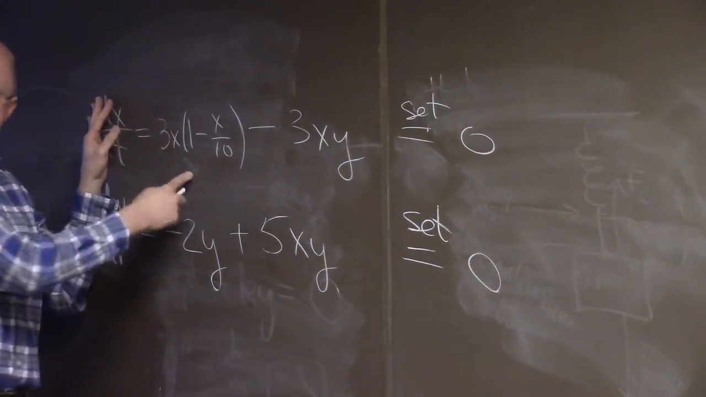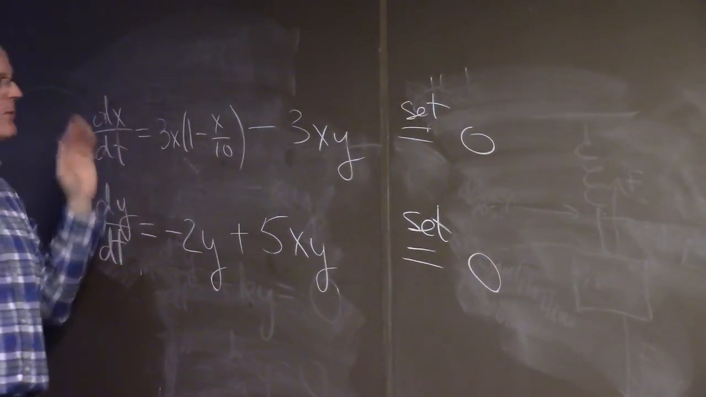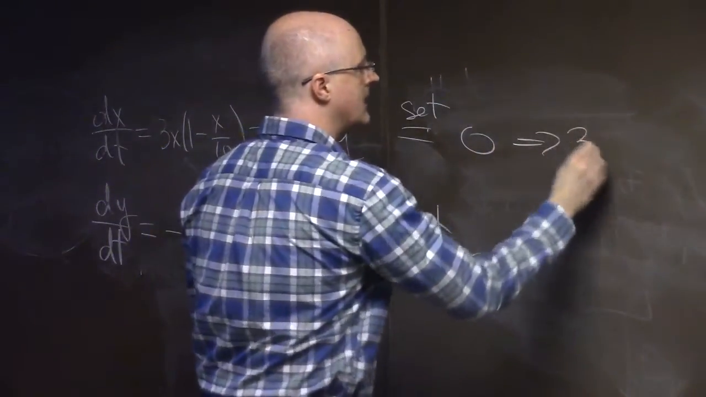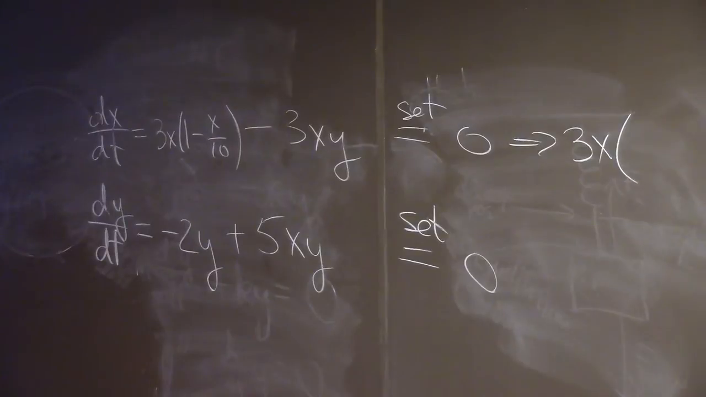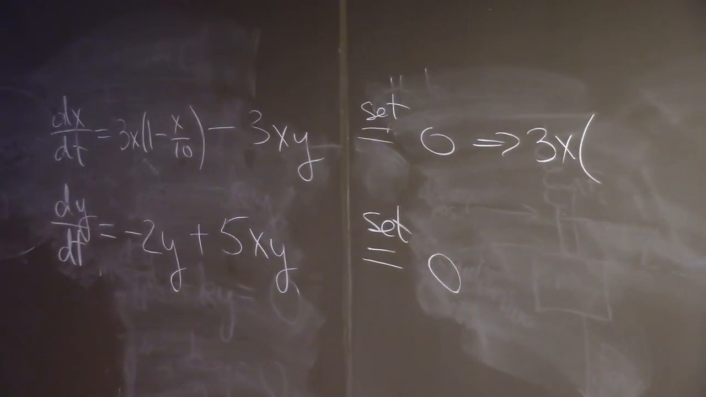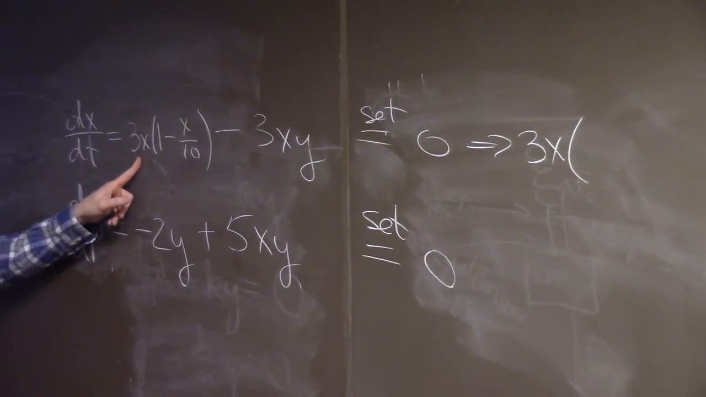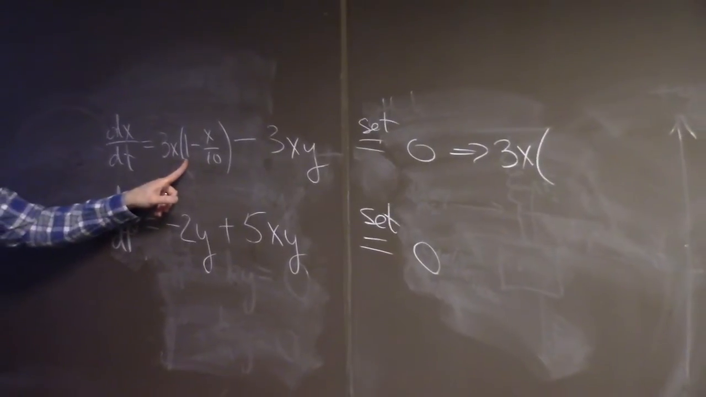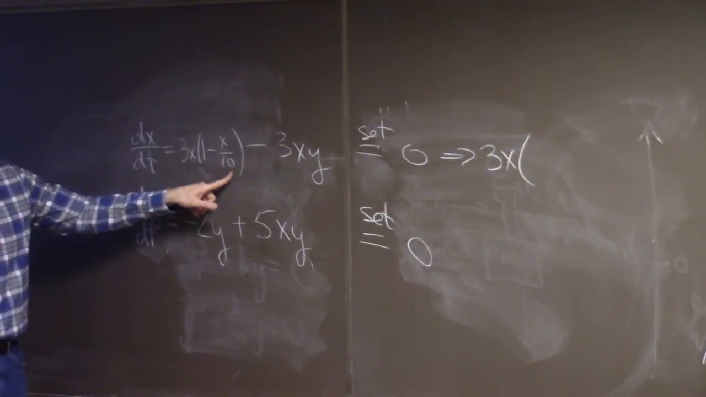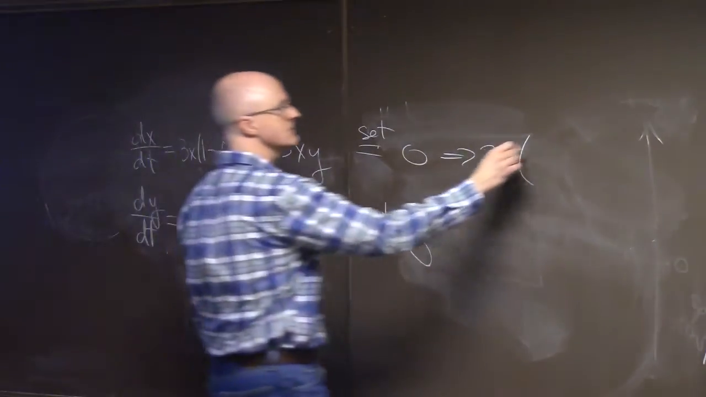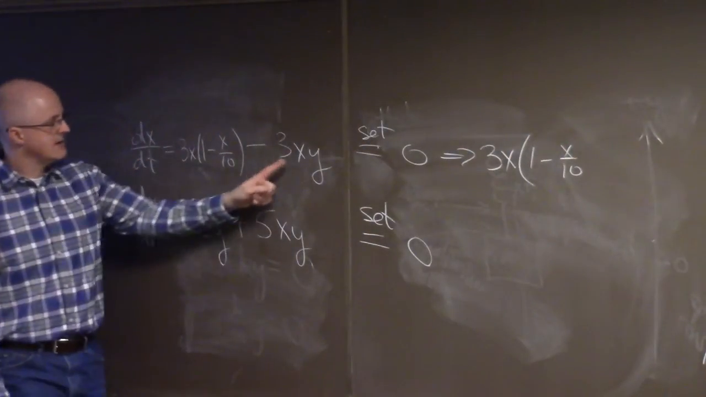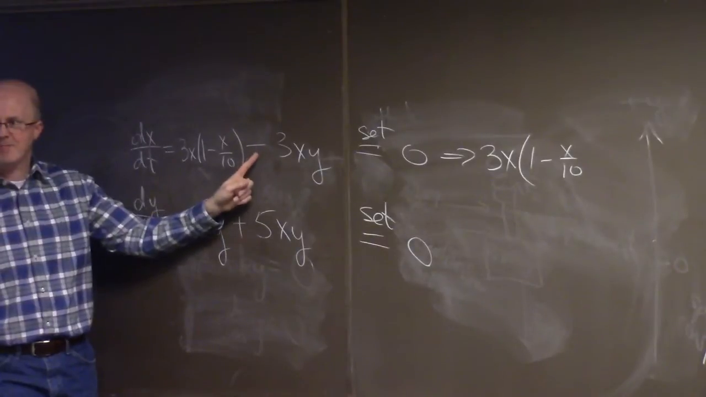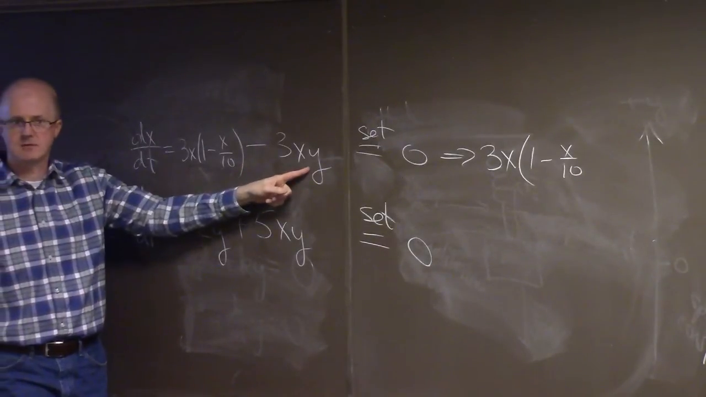These two terms both have an X that can be factored out. They both have a 3 as well. You don't have to factor out the 3, but I will. What's left over after factoring? Well, in this term, the 1 minus x over 10 is left over. In this term, a minus y is left over.